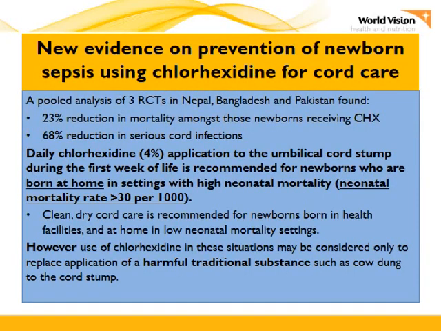There's also a lot of new evidence on the prevention of newborn sepsis using chlorhexidine treatment for the umbilical cord. So there was a pooled analysis of randomised controlled trials from Nepal, Bangladesh and Pakistan, conducted using village health workers applying chlorhexidine solution to the cut cord within the first day or week of life. The combination of results showed a 23% reduction in child mortality of those newborns that had received chlorhexidine, and a 68% reduction in serious cord infections.